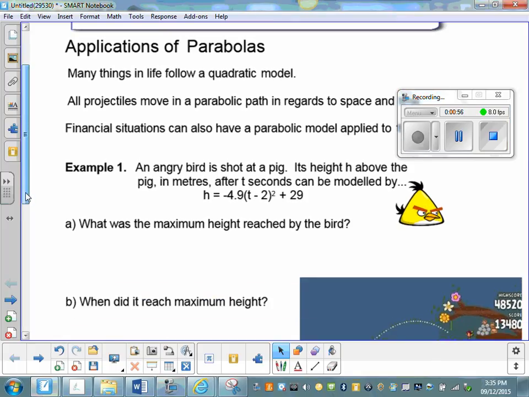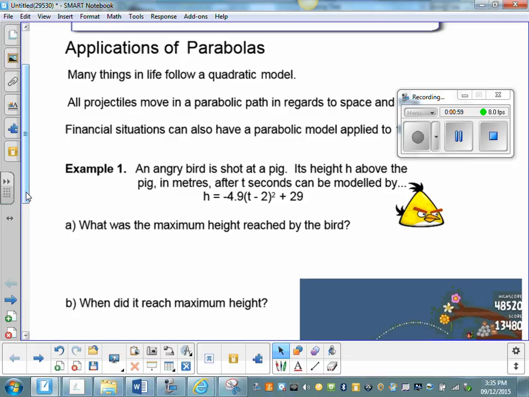So in example 1 here, an angry bird is shot at a pig. Its height h, so h represents the height above the pig in meters after t seconds. So notice we're using h and t instead of y and x. After t seconds can be modeled by that equation. So that equation represents the height of the angry bird as time goes by.